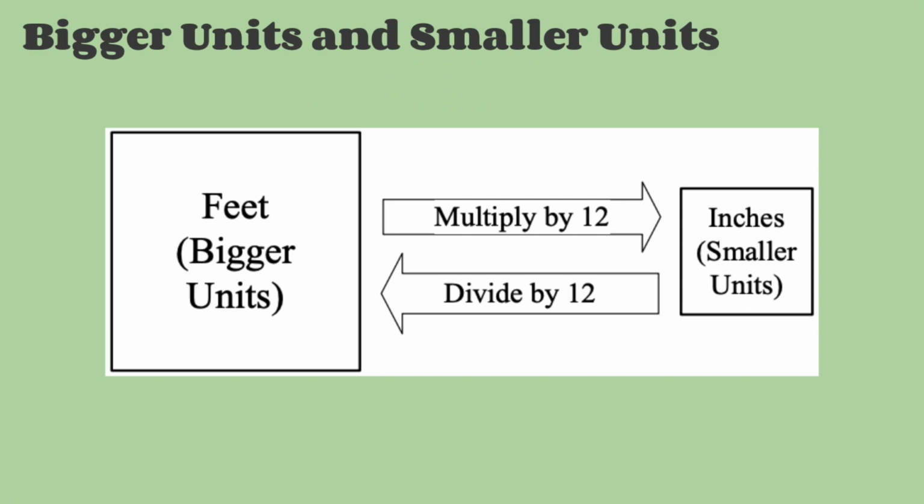First, we need to recognize that there are bigger units and smaller units, and how to go from one to the other. Here we have feet, which is a bigger unit, and inches, which is a smaller unit. We all know that there are 12 inches in 1 foot. So when we go from feet to inches, we multiply by 12, and when we go from inches to feet, we divide by 12. Let's say we have 2 feet, we would multiply that by 12 to get 24 inches. And if we had 24 inches, we would divide that by 12 to get 2 feet.